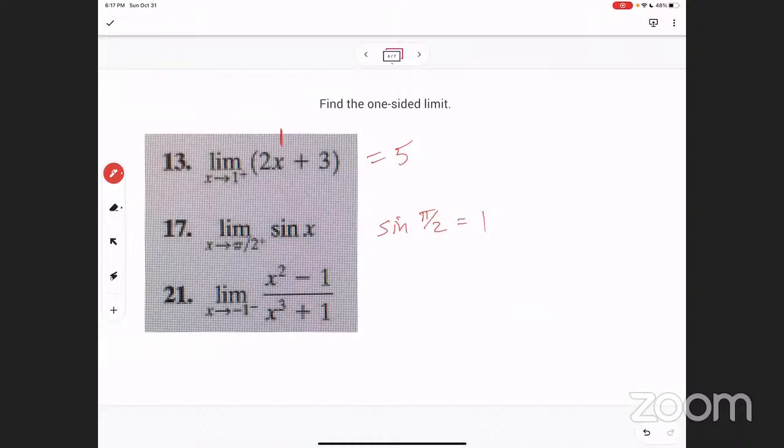Now for this one, am I allowed to plug in -1? No. I'm not allowed to plug it in because it gives me 0 over 0. So instead of plugging in -1, I'm going to factor and cancel because I know that I'll be able to do that. Now, do you remember the SOAP rule? Same, opposite, always positive.